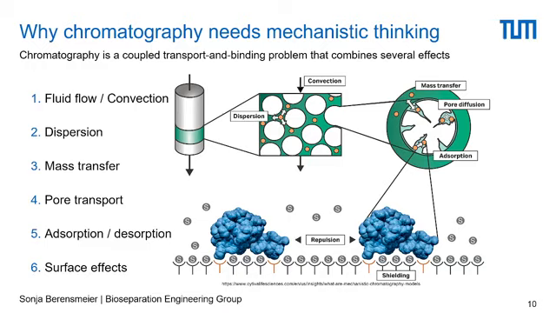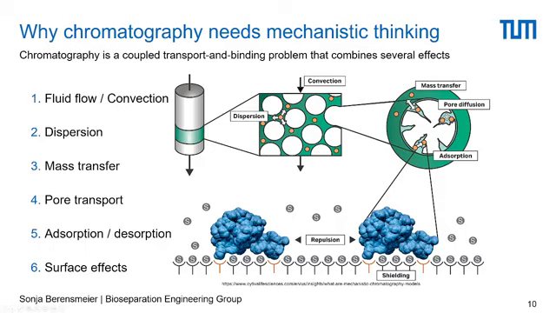So to transfer from this basic introduction to modeling into chromatography, let's look at what is happening in chromatography. Chromatography, as a start, is a coupled transport and binding problem that combines several effects. You might have seen a scheme like this already. You can see a chromatography column, and then we zoom into what is happening inside of our liquid and stationary phase, and then we zoom once further into the stationary phase, and then zoom a third time onto the surface of our adsorbent.